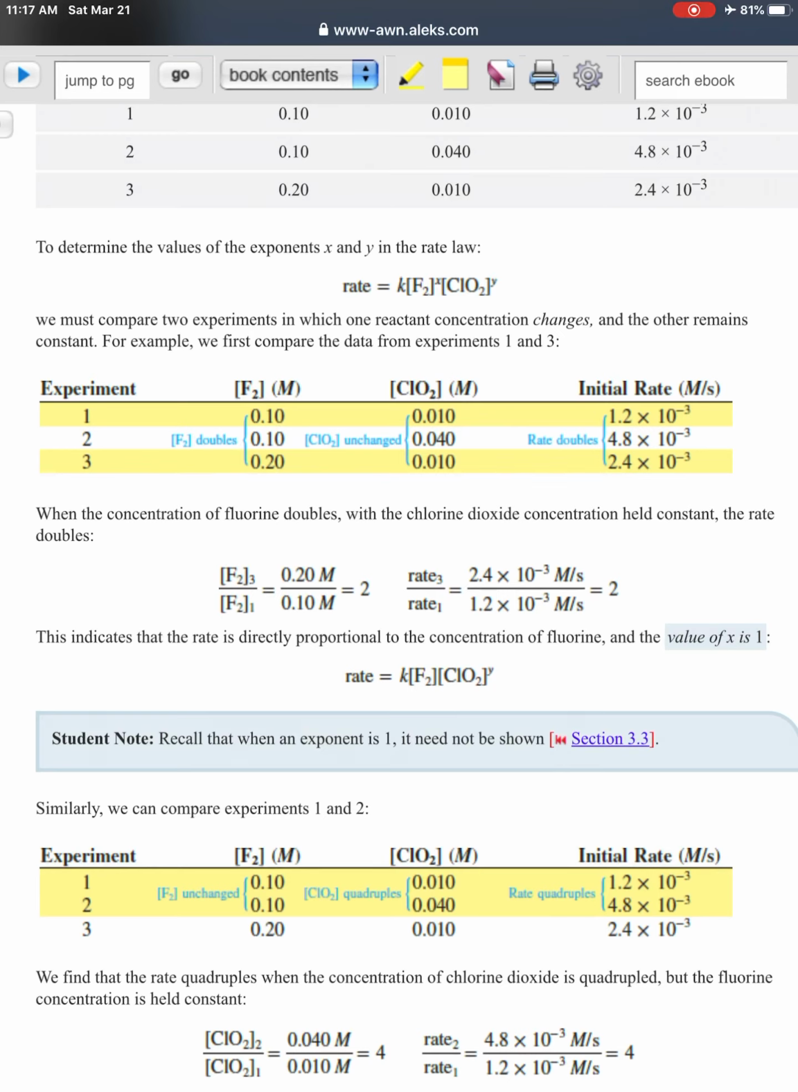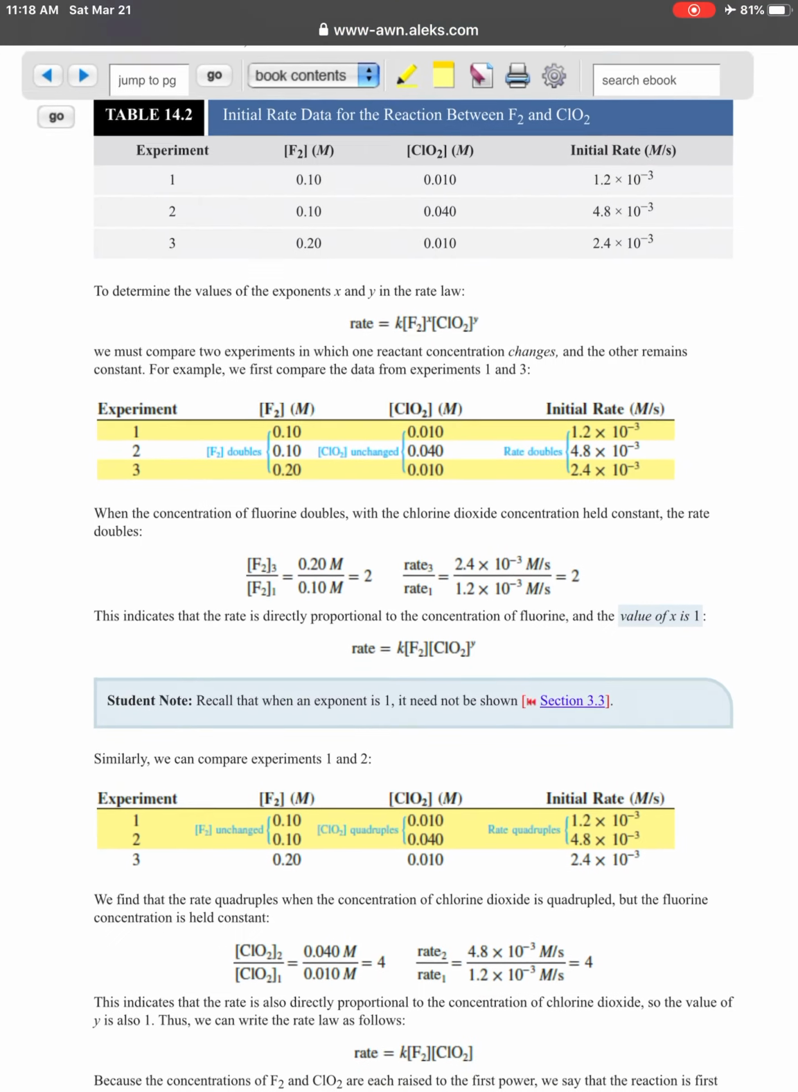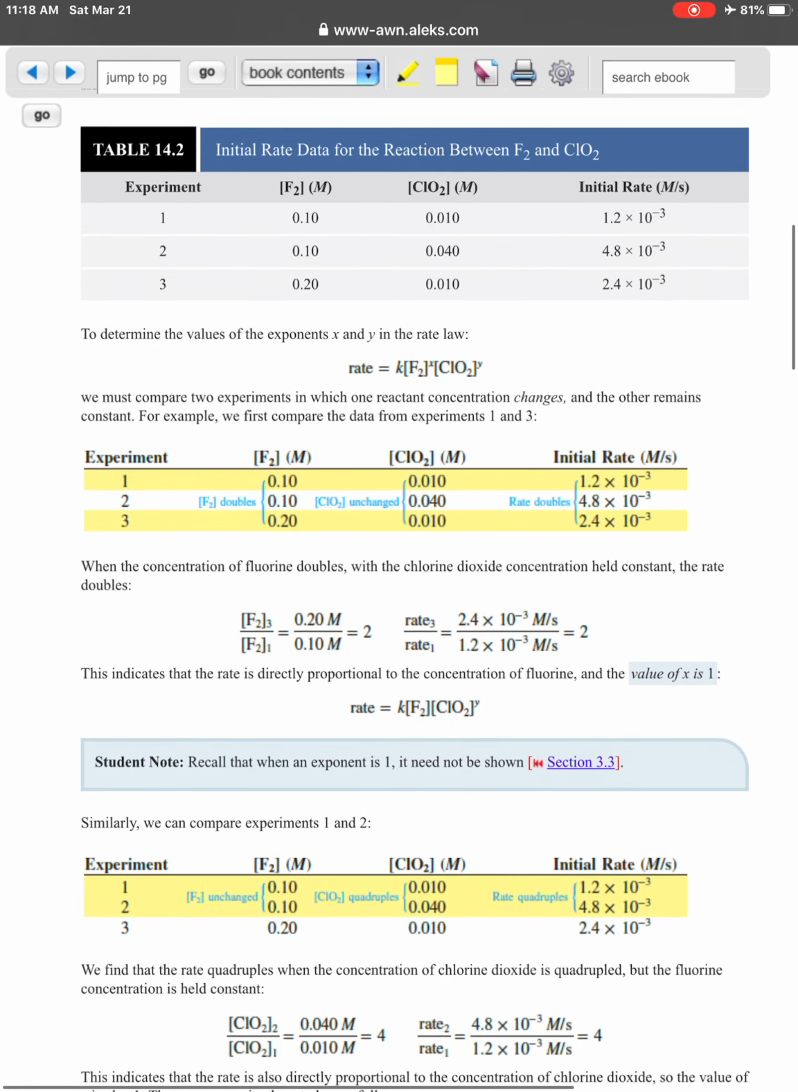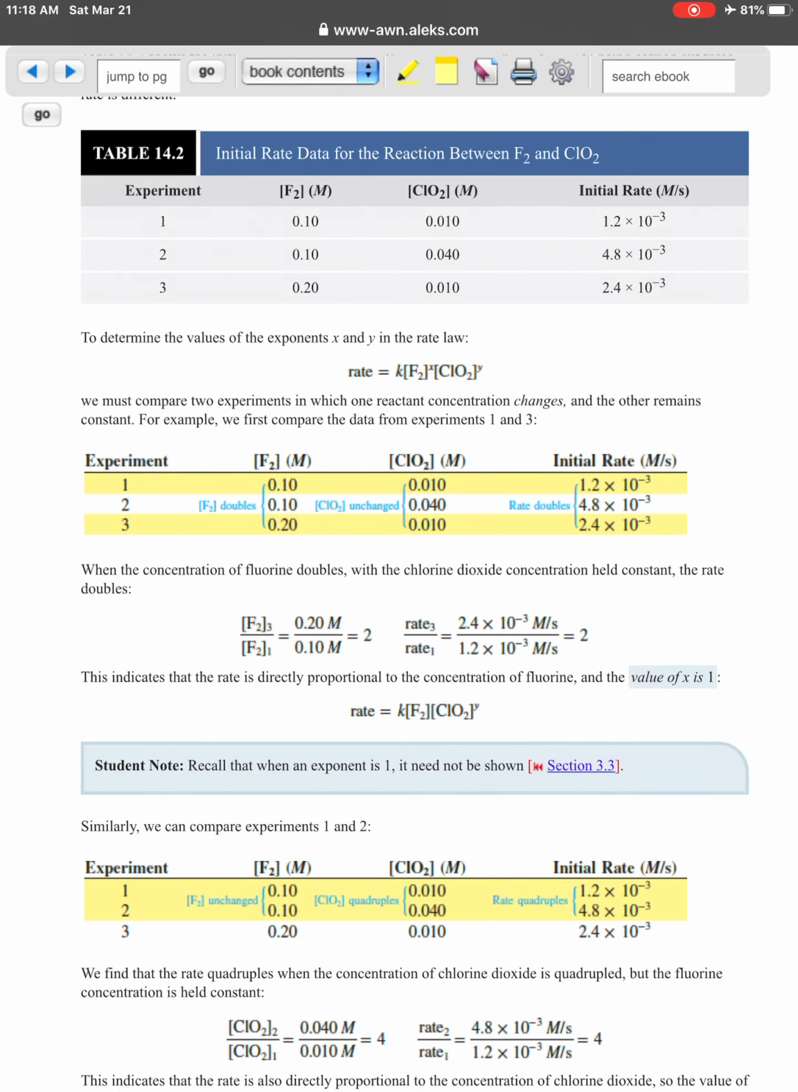Now, for those 2 experiments, 1 and 3, look what happens to the initial rate. The initial rate went from 1.2 times 10 to the minus 3 molarity per second to 2.4 times 10 to the minus 3 molarity per second. It doubled. In other words, doubling the initial concentration of F2 doubled the initial rate. When the concentration of fluorine doubles with the chlorine dioxide concentration held constant, the rate doubles.